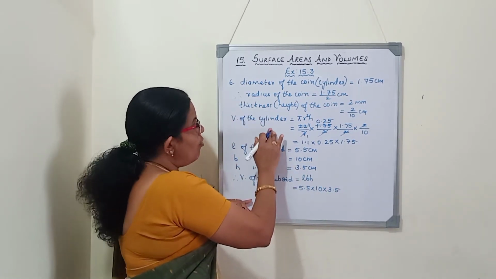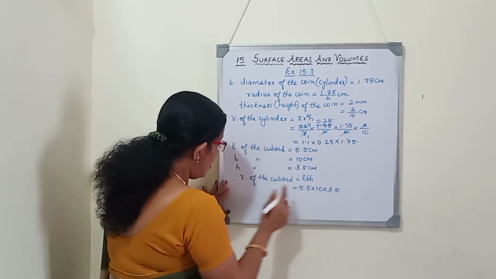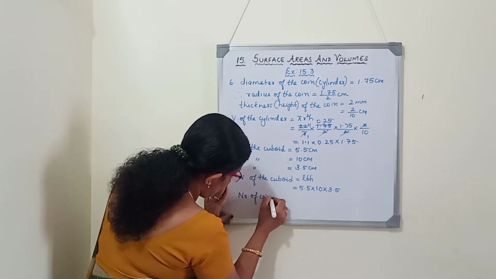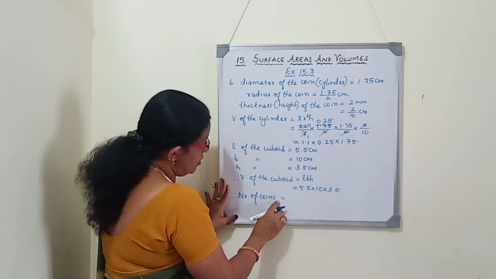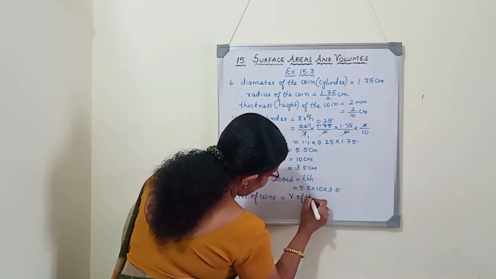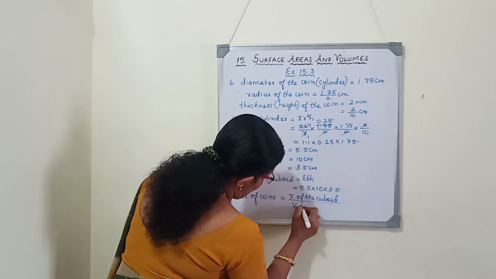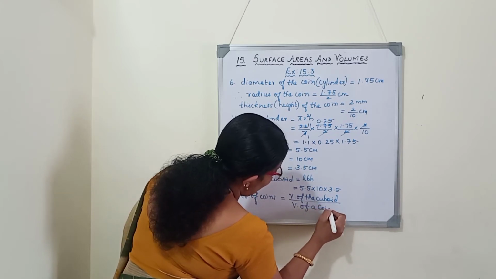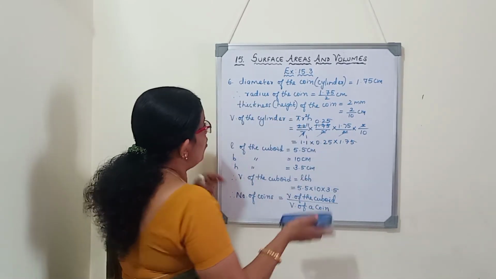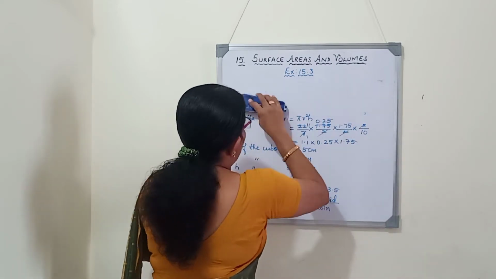So here the question is how many coins are melting and making a cuboid of these measurements. Therefore, number of coins required, or how many coins we can make, is equal to volume of the cuboid divided by volume of a coin. Bigger volume divided by smaller volume. Volume of the cuboid divided by volume of a coin. We will write the values and simplify.